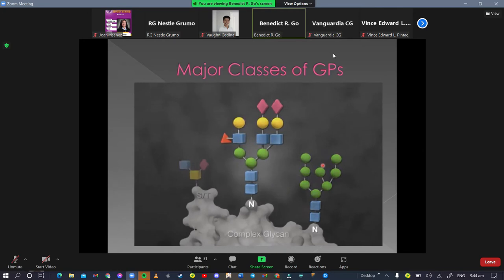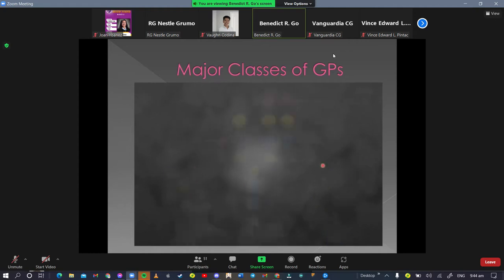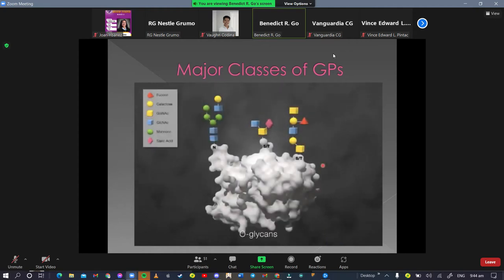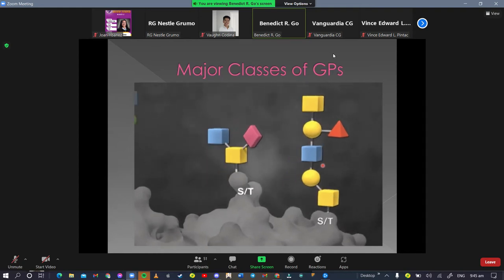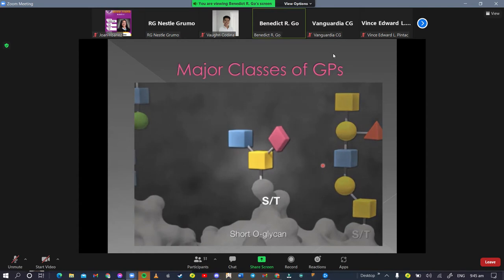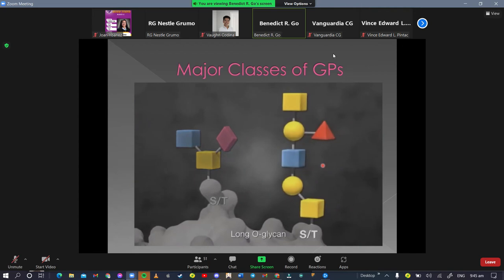N-glycans can also be complex, which means the mannose residues are only present at the core and the branches are extended with other monosaccharides, such as N-acetylglucosamine or GlcNAc, galactose, sialic acid, and fucose. O-glycans start with the addition of an N-acetylgalactosamine, or GalNAc residue, to a serine, shown with an S, or threonine, shown with a T. O-glycans are often short chains consisting of only a few sugars. Or they can be extended by the addition of different monosaccharides, resulting in a longer chain.